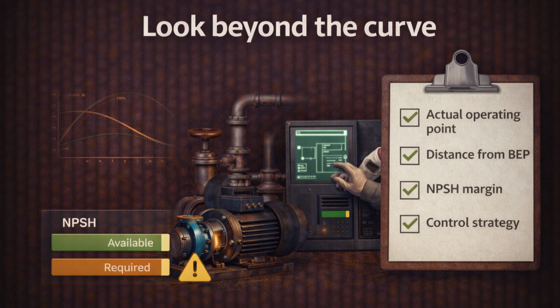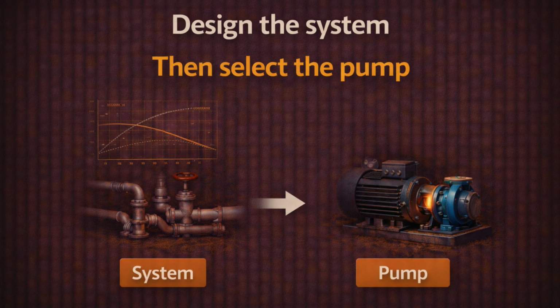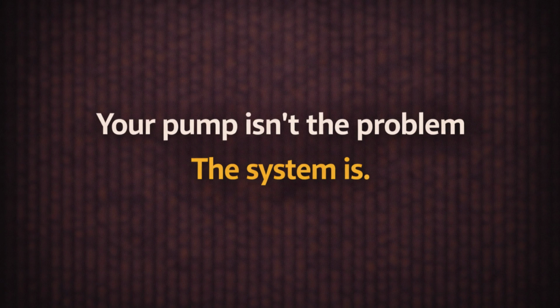Here's the correct order of thinking. Design the system first. Understand losses, variability, and operating range. Then select the pump to match reality. Because your pump isn't a problem. The system is.